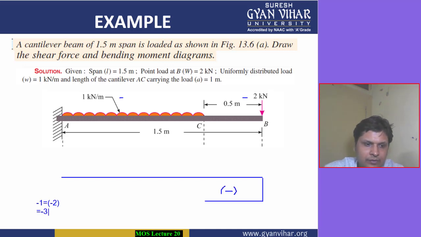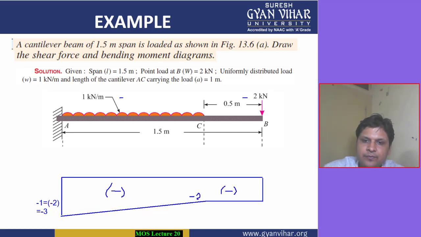So what we will do here, in the downward direction you will indicate the value minus 3, and then you will join this C point to this point, and in this way your shear force diagram is completed. Here it is minus 3, here again it is minus 2, and here it is again minus 2.